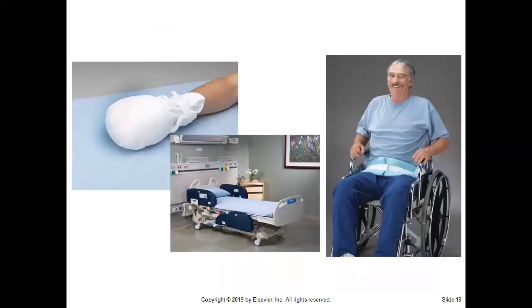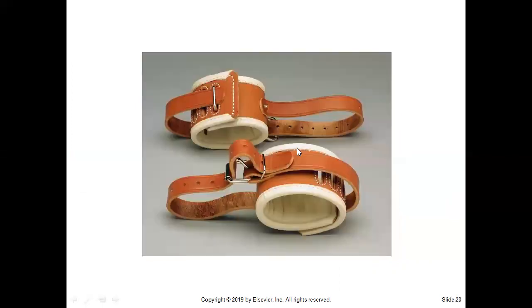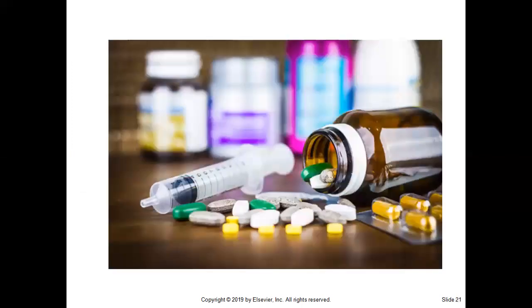So this is showing different restraints. The restraint on the hand. This is the restraint with a wheelchair. This is the belt restraint over the wrist, right? Belt restraint. And this picture is showing the chemical restraint.